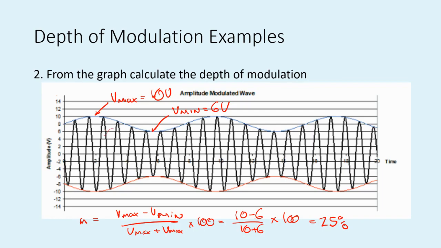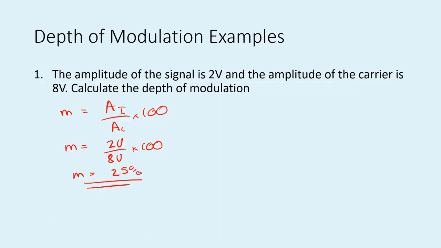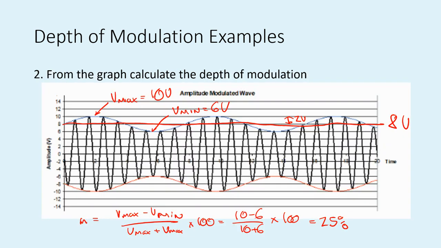And you can see why that's true, because this is the middle, and this is 8 volts, and we are going up 2 volts, so that's the information amplitude. So that's also 25%, but you could be asked in this form with just the numbers, or you could be asked to work it out from the graph. I think it's easier to just stick it in the equation, but you can work out the information and the carrier amplitudes and put it in the other equation.